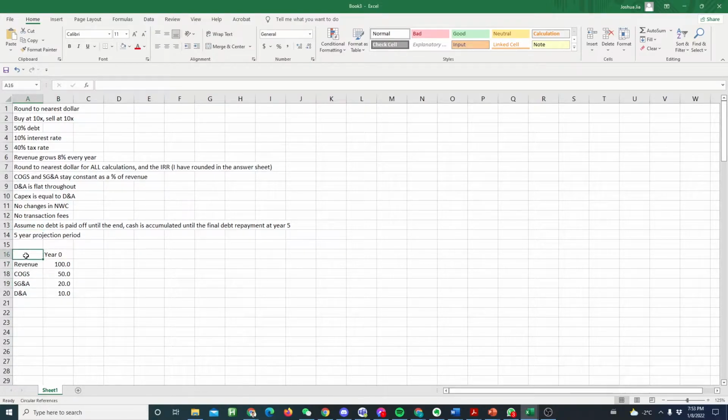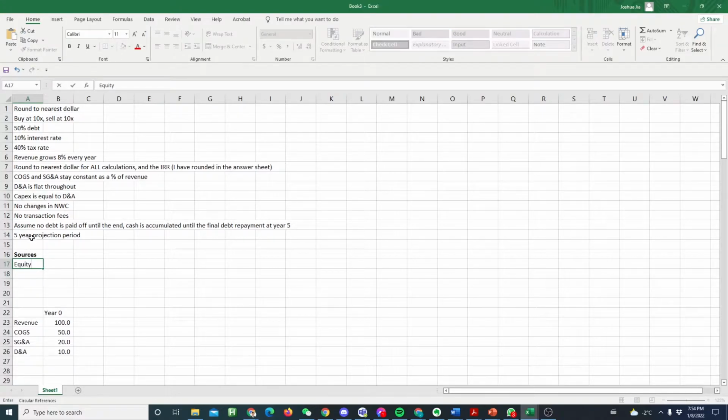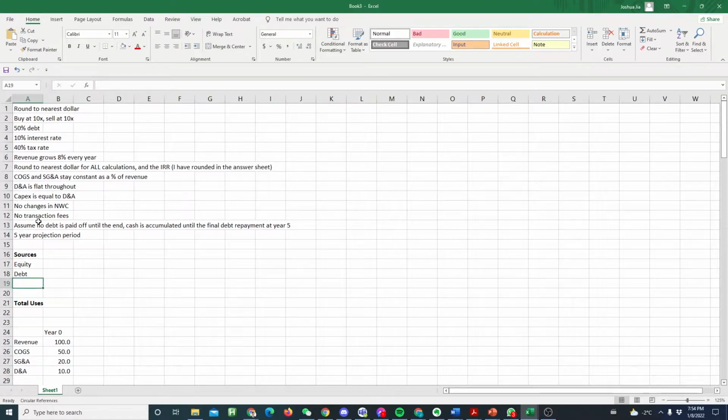The first step to an LBO, after making your assumptions, which are here, is to build a sources and uses. And this one will be quite simple because there's really only two sources of cash here, financing: equity and debt. And in terms of what it's going to be used for, there are no transaction fees, so it's just going to be total uses, because all the money is going to be used to pay for the company. So let's take a look at what that looks like.